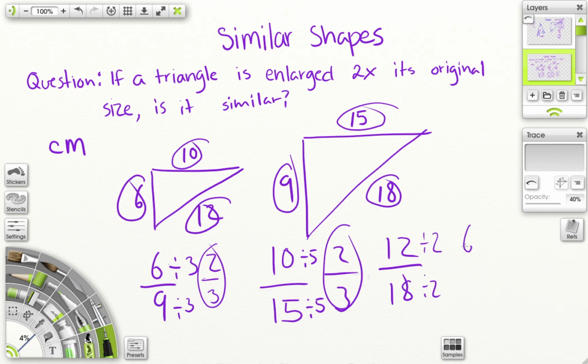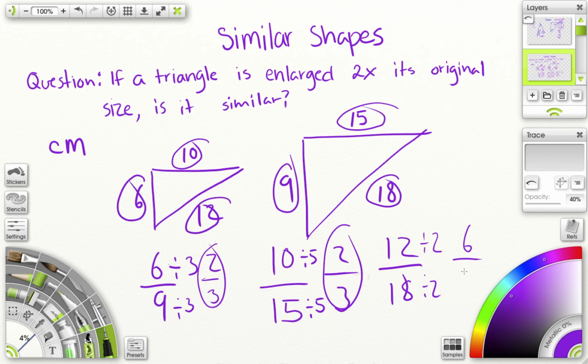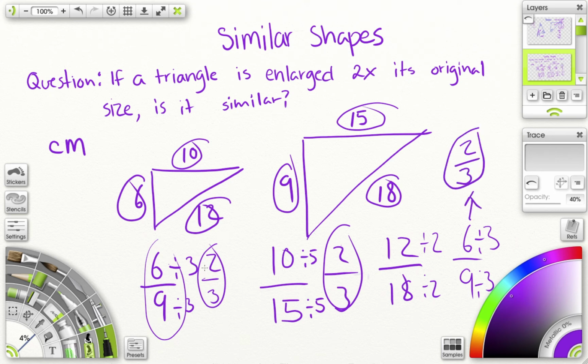12 over 18. Well, I can divide both by 2 to start out. 12 divided by 2 is 6. 18 divided by 2 is 9. Oh, look at that. I faced this before. So I just divide both by 3. This equals 2/3. See? So therefore, I can say that all these side lengths right here on this triangle are 2/3 of the measure of the enlarged version. And that's why I showed you the fraction method.